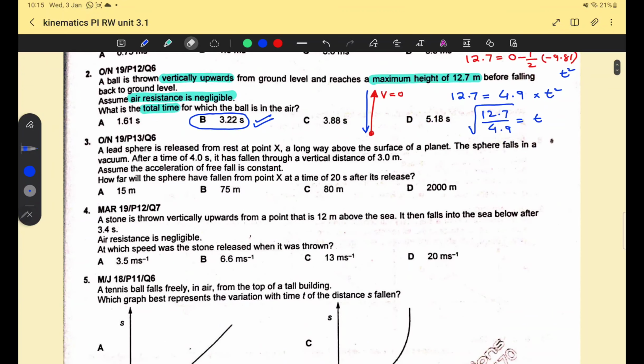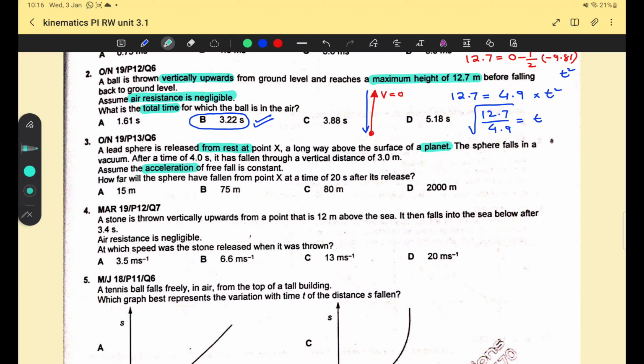Okay beta. And now we are solving question number 3. In this question number 3, a lead sphere is released from rest, and falls a long way above the surface of a planet. Planet means we are not on Earth. This is another planet where acceleration due to gravity we do not know. It is not 9.81. We are on another planet, so we do not know the acceleration.